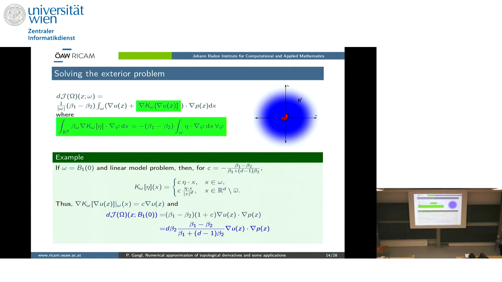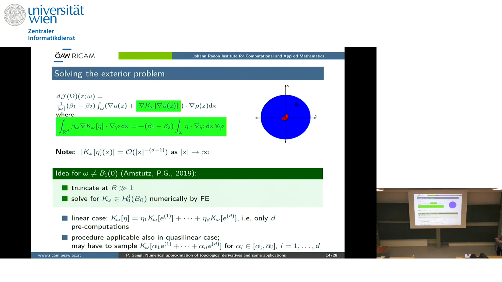In the standard setting where you have a linear PDE constraint, like the model problem I introduced, and a disk or ellipse shaped inclusion, you can compute a closed form formula for the solution to this exterior problem, which is nice. Then you can just plug it in and really get a closed form formula for the topological derivative. So this is what I was talking about earlier. So in this case, it is possible, but it's not the case in general. In particular, if you have different inclusion shapes, and later also if you have quasilinear PDE constraints, this is not possible.